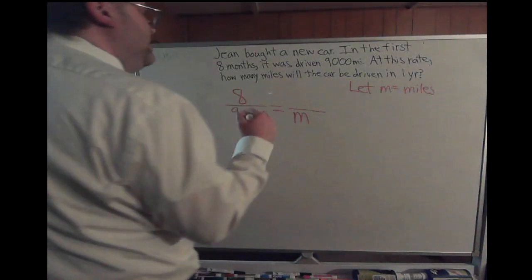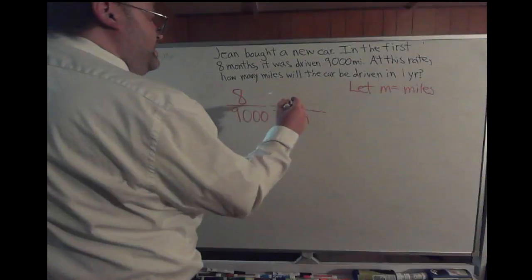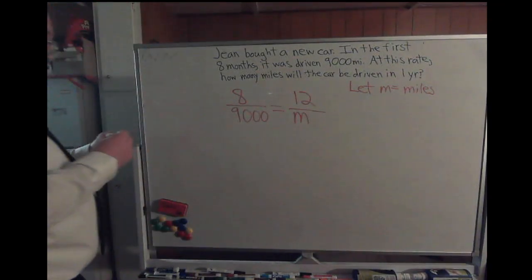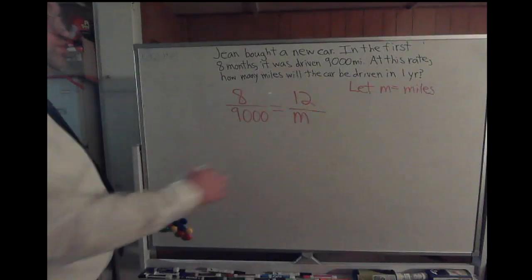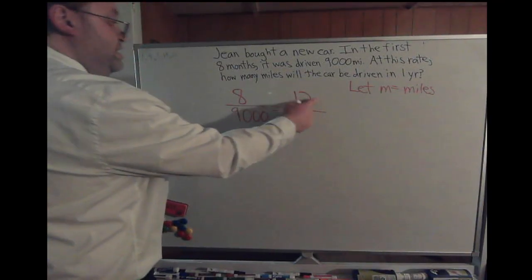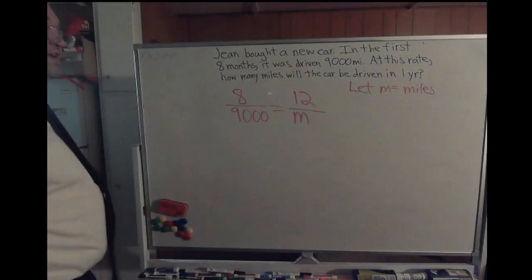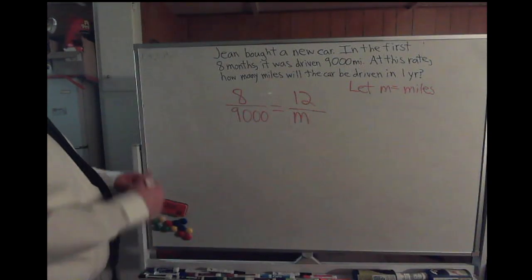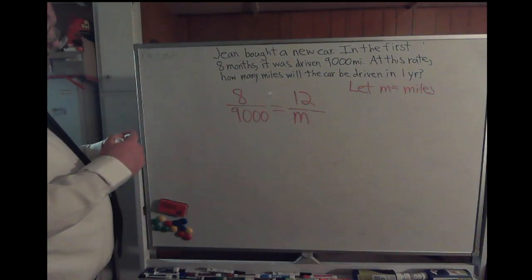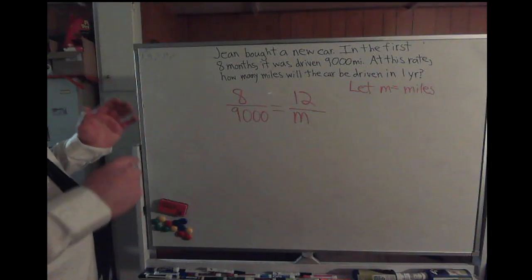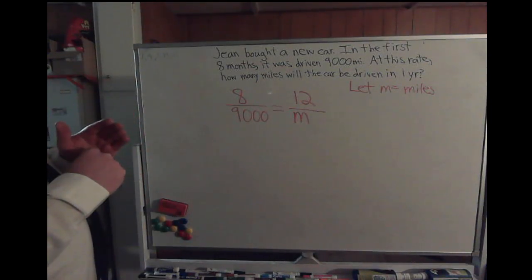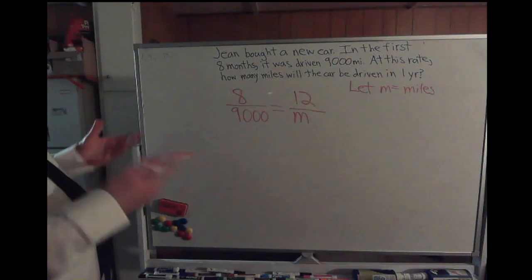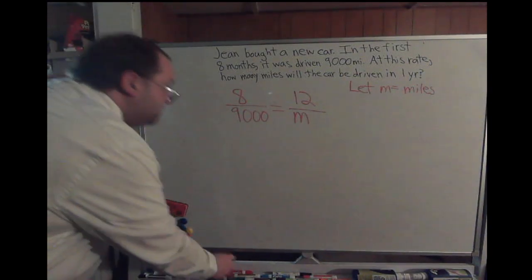At this rate, how many miles will the car be driven in 1 year? We know 1 year is 12 months. Let's just convert it, because otherwise what's going to happen is you could have kept this as 1 year. This would have been 2/3 of a year. Who wants to deal with the fraction if they don't have to, right? I know I don't. So now we need to figure out the number of miles that'll be driven in a year. So like you would any ratio, take the cross product.